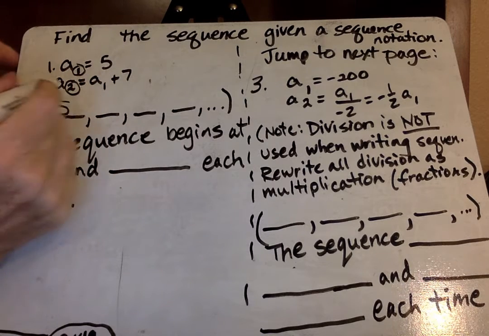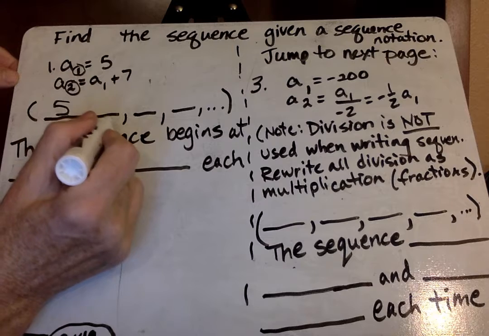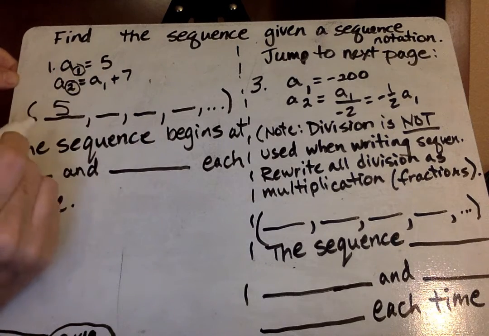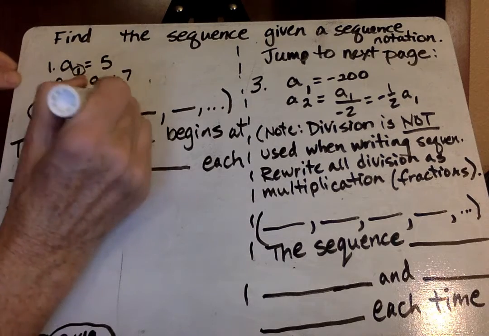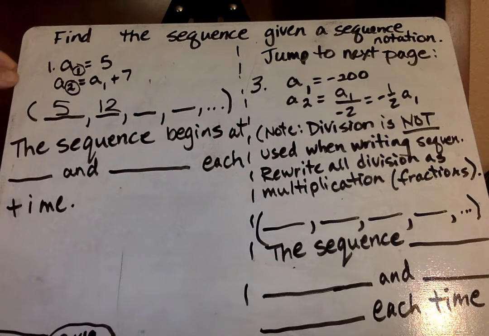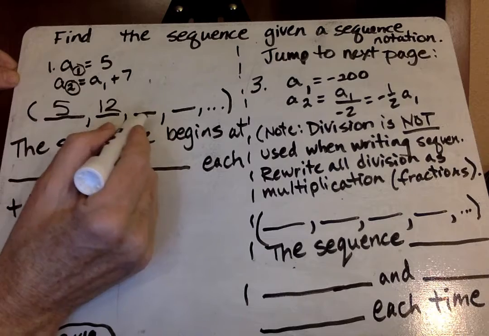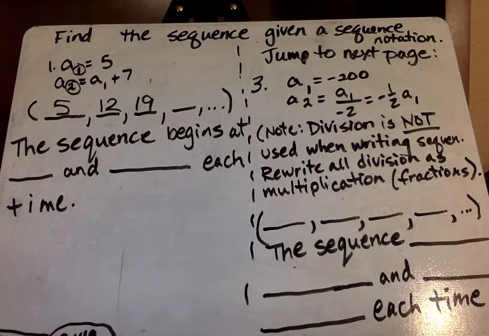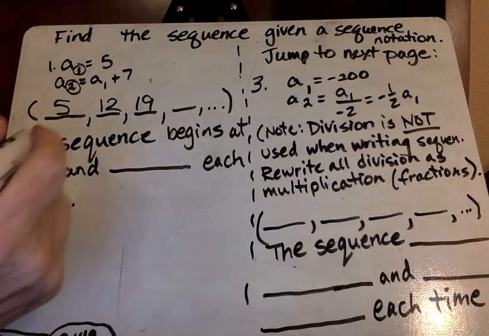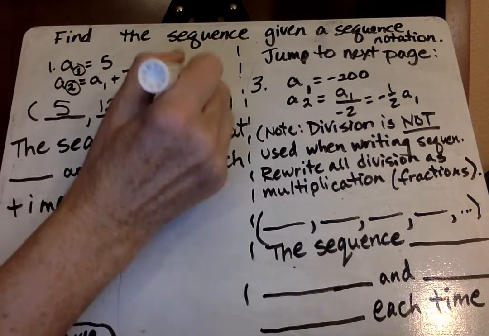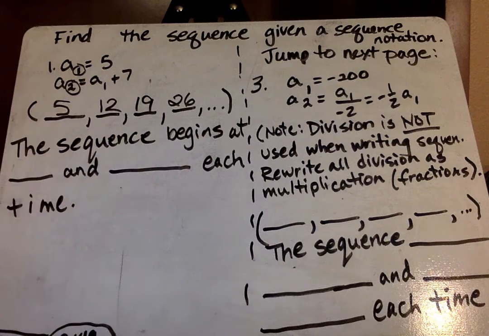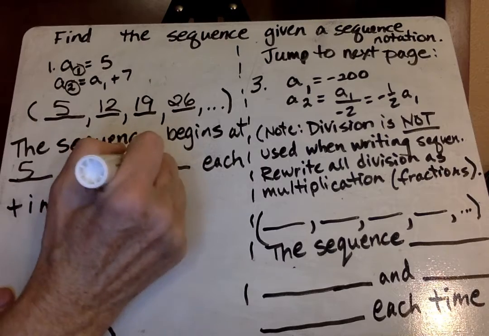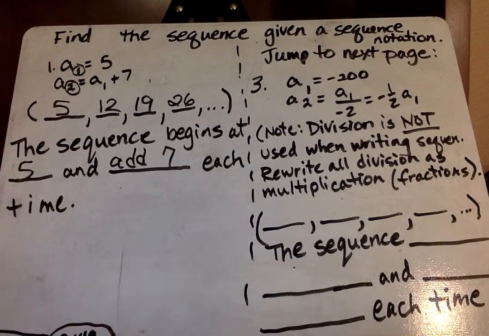That's where we start. Then A2 is going to be our second one in here, is A1 plus 7. So it's based on the first term, plus 7, 12. A3 is right here, so it's like putting 3 in there. 12 plus 7, 19. So then, after that, we add 7 more, and that will give us 26. So the sequence begins at 5 and adds 7 each time. Okay?